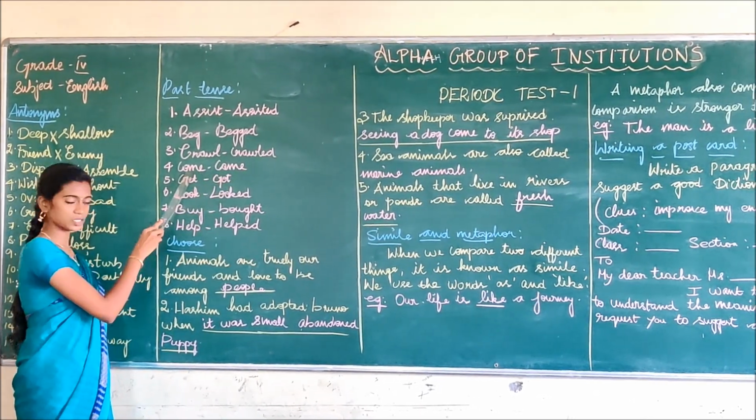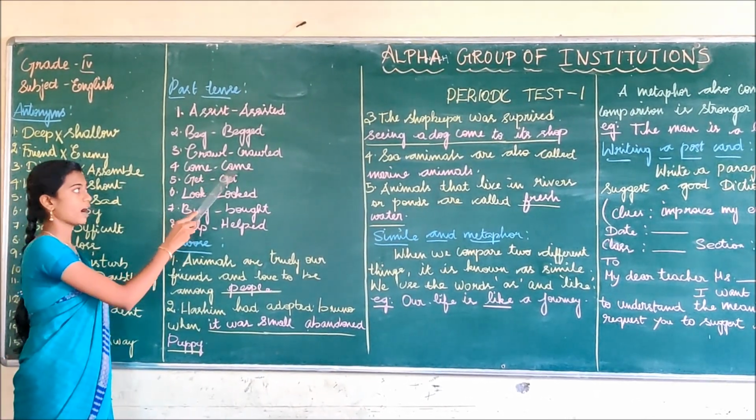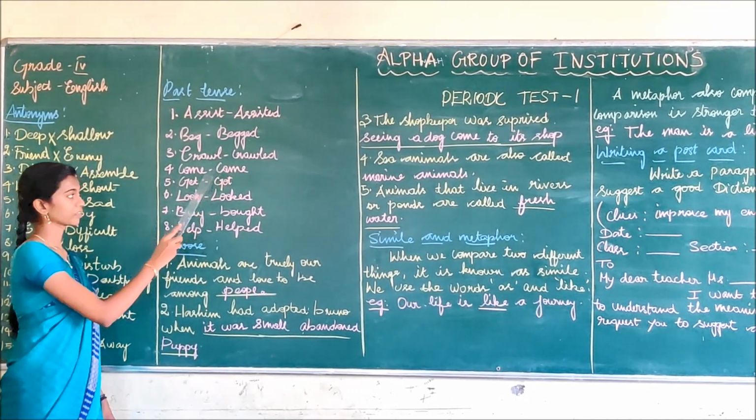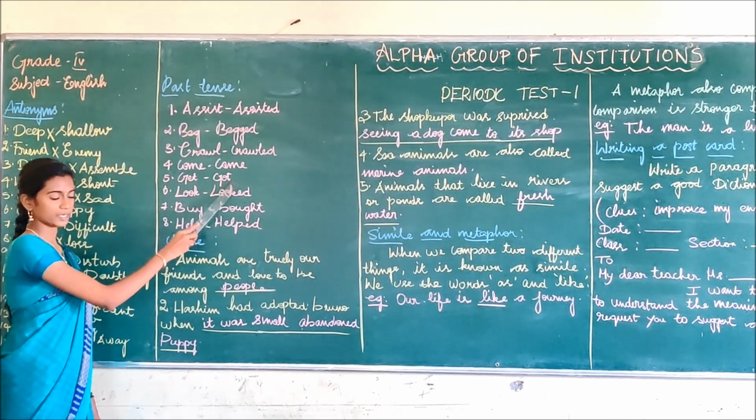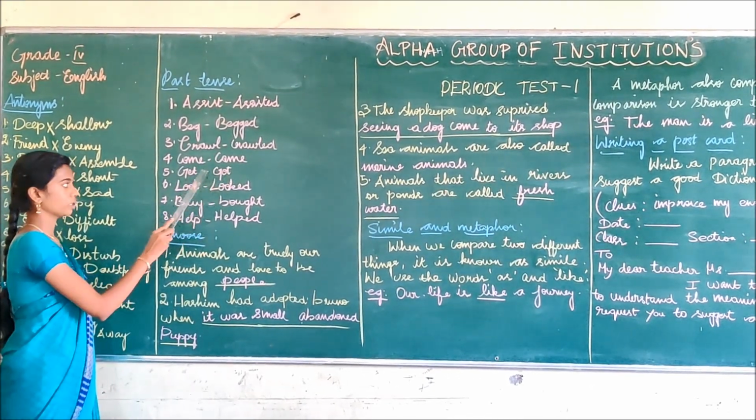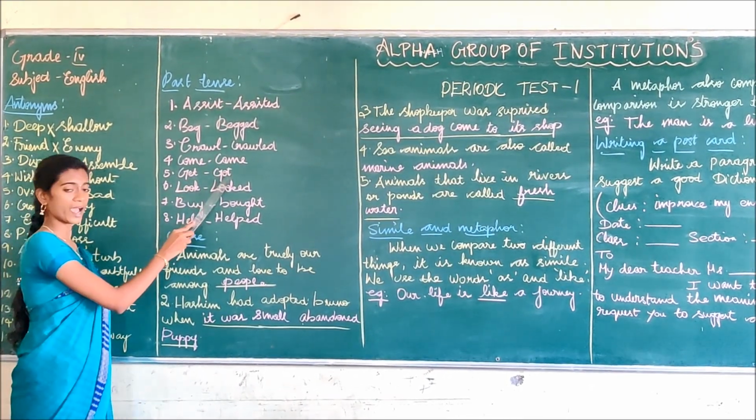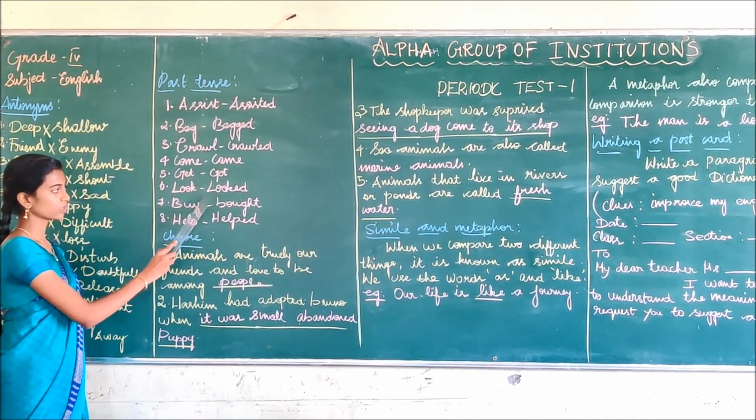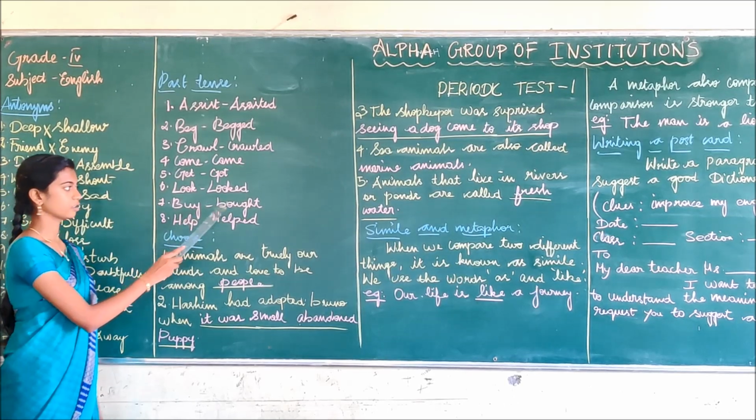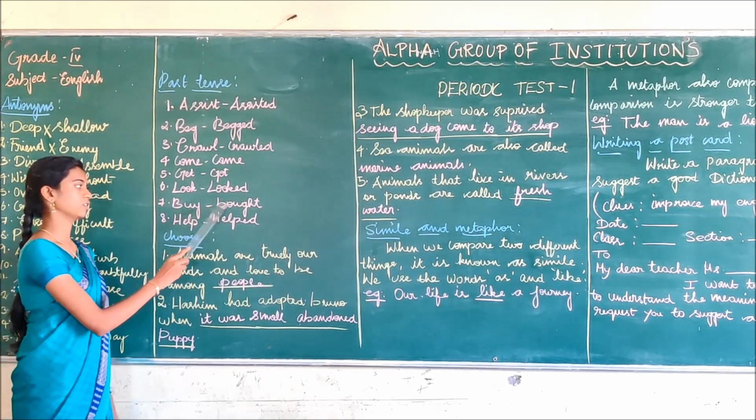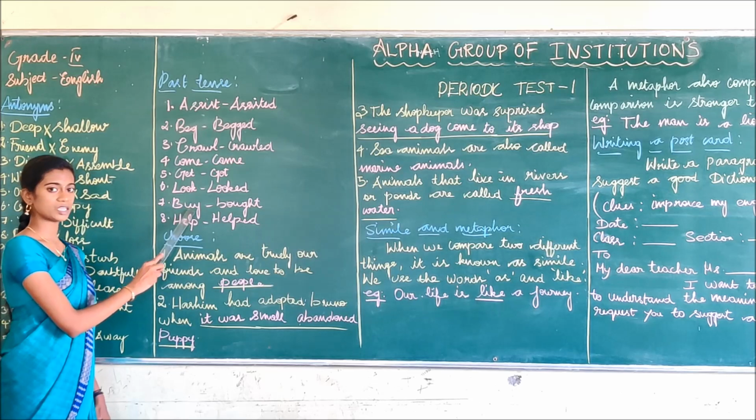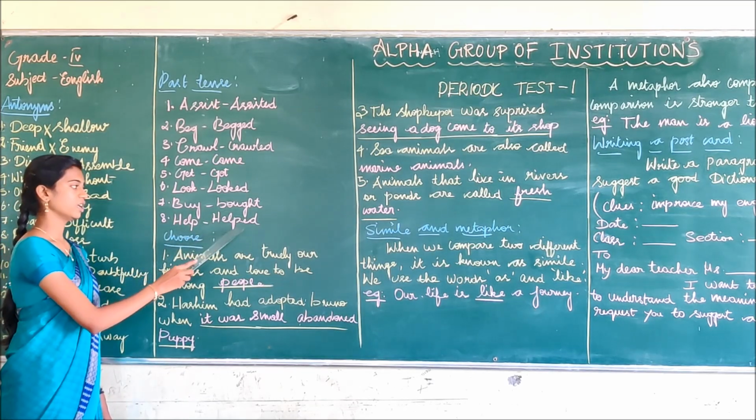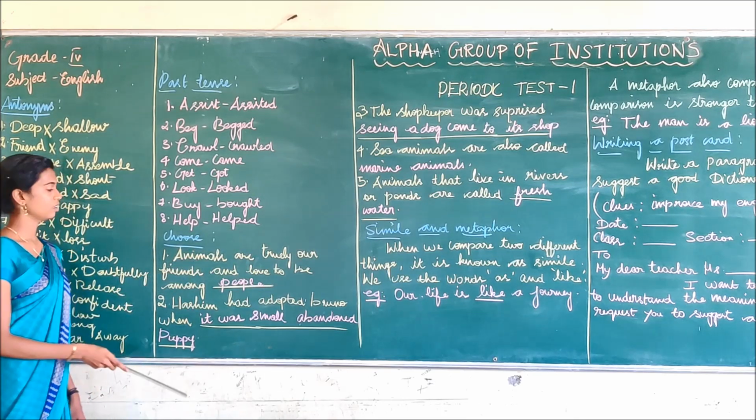So instead of this verb, you have to remove this and you have to add a. Come, came. Get, got. Removing this e, you have to add o. Look, looked. Buy, bought. The past tense of buy is bought. Help, helped. Have you understood?